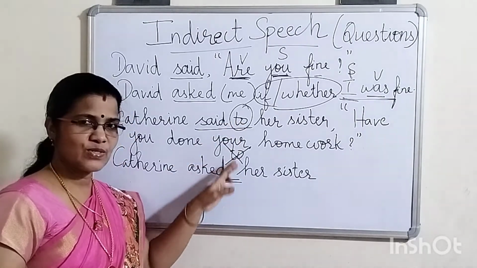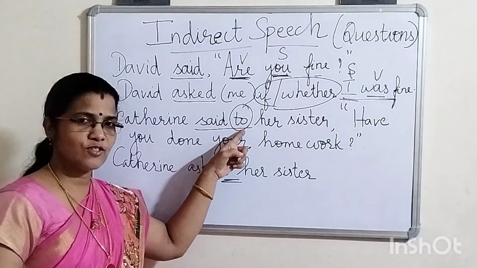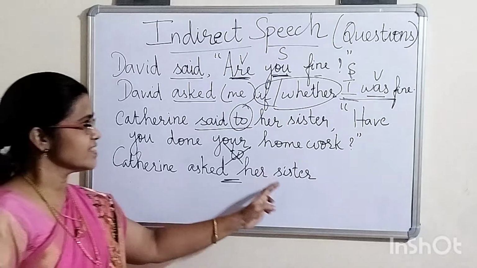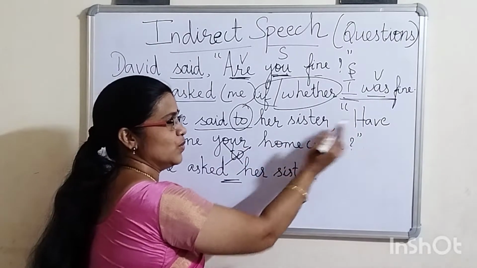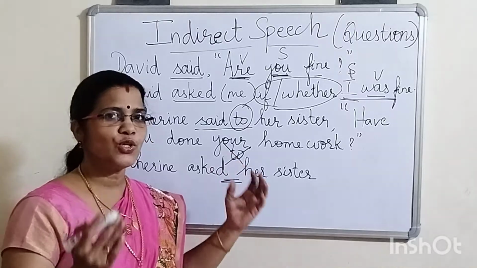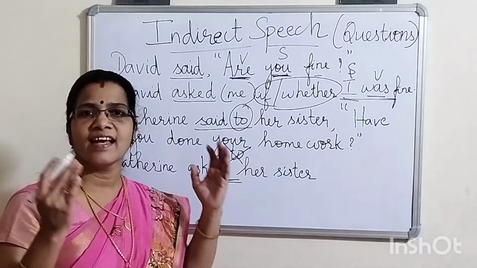So please don't make use of this to here, even though you have to here after said. Okay. Right. So Catherine asked her sister. Now again, you have completed the first part of the sentence. So the second part of the sentence, what do you have to use? The connective.